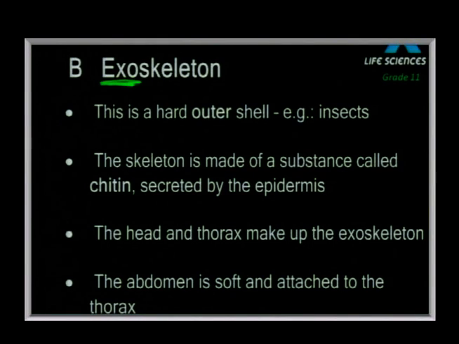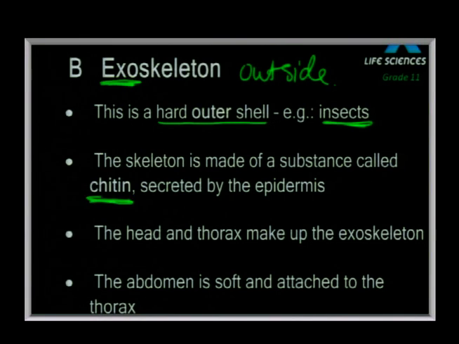Alrighty, now we go on to an exoskeleton. Exo means outside. And you have gone through a lot of years of schooling. You will know that that hard outer shell, an example of that would be insects. The skeleton is made of a substance called chitin. You can pronounce it chitin if you like, it doesn't matter as long as you know how to spell it. And that is secreted by the epidermis.